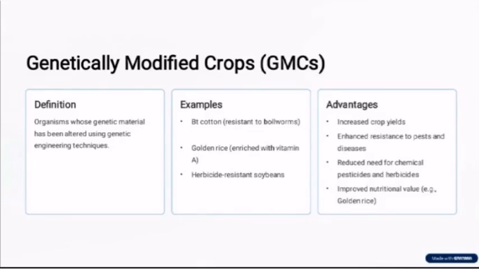Number three, reduced need for chemical pesticides and herbicides. The last one, improved nutritional value. Example, our golden rice that now has not just carbohydrates but can offer you vitamin benefits.